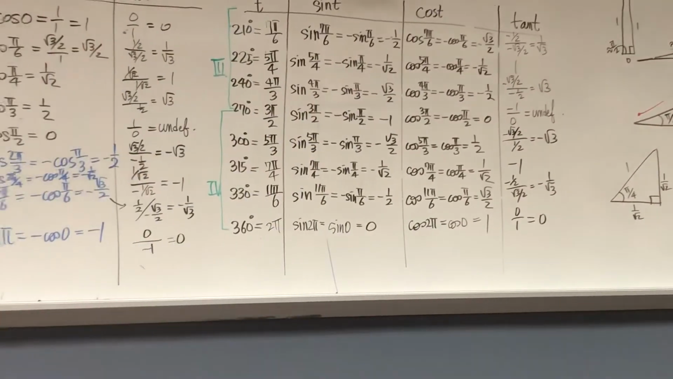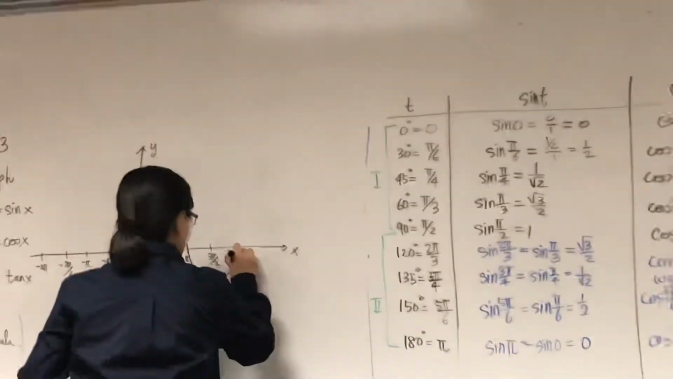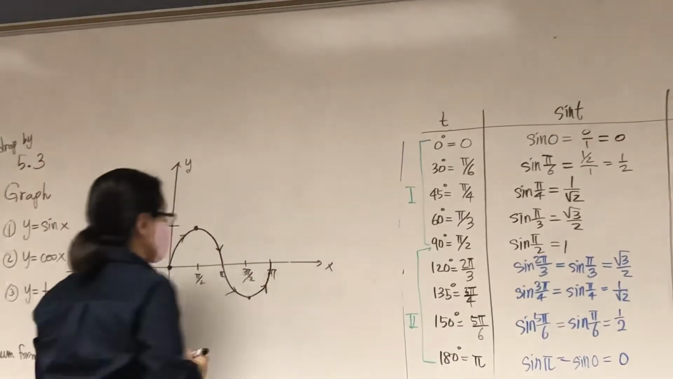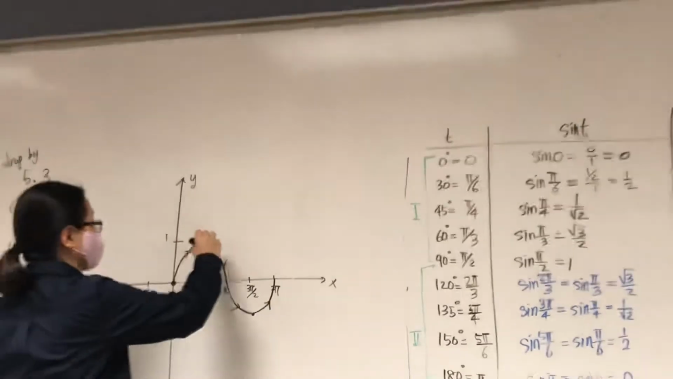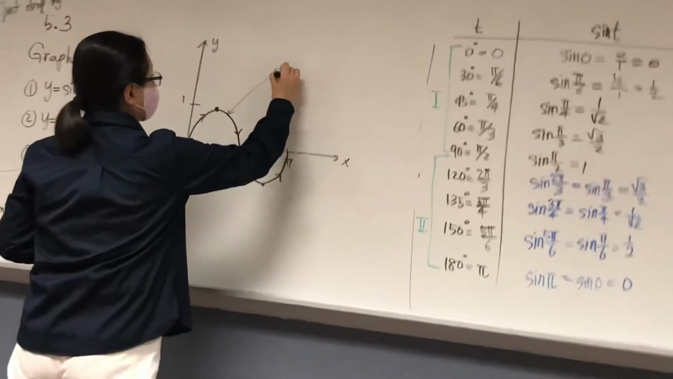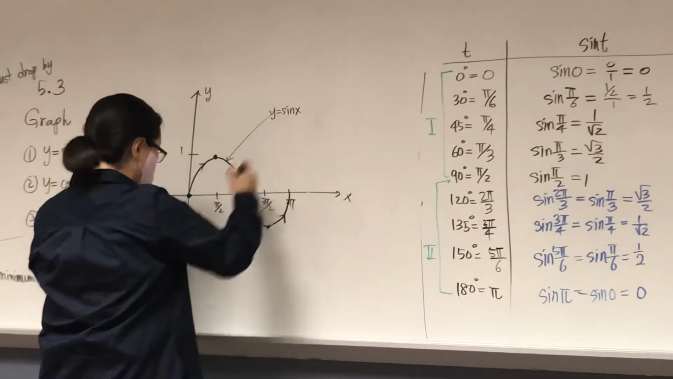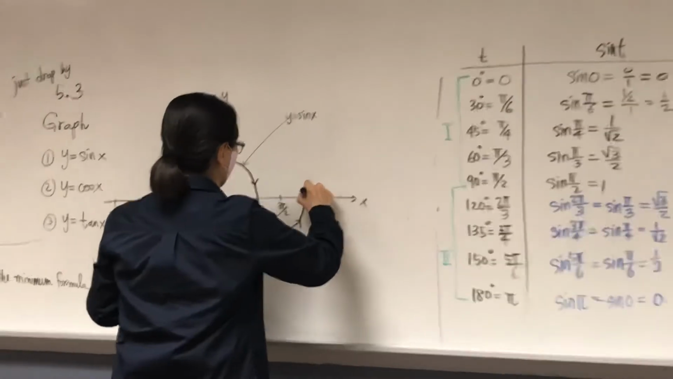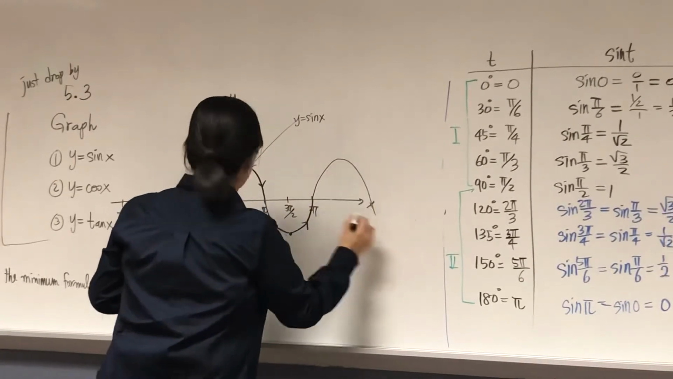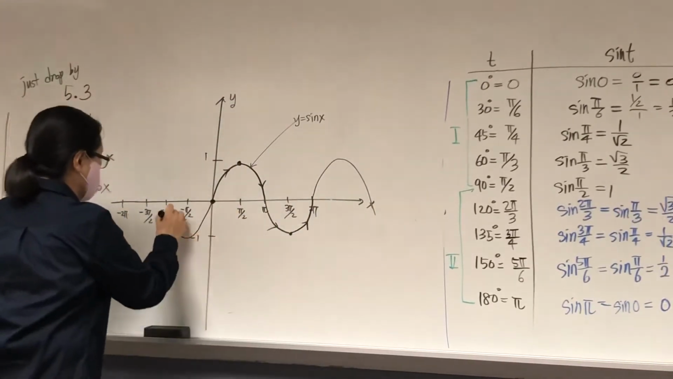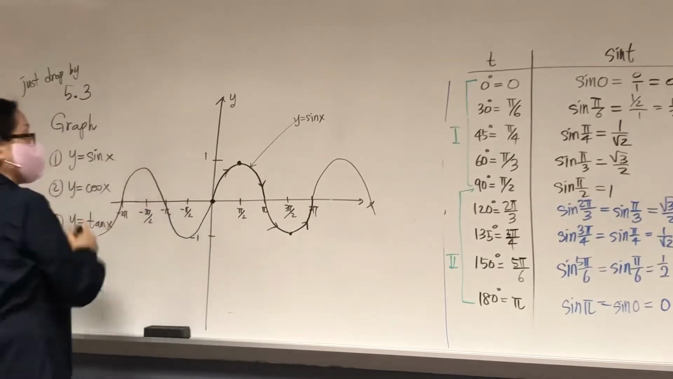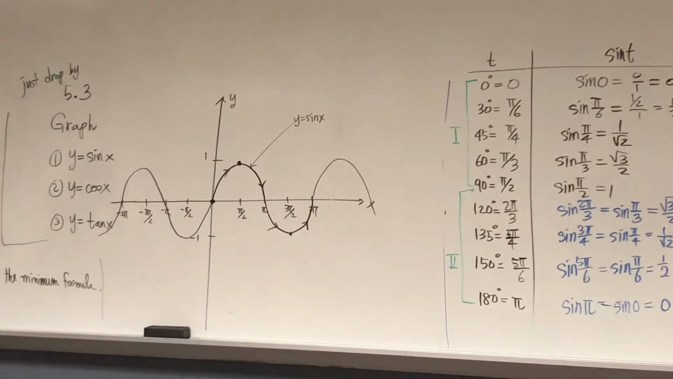So this is one cycle. And after that, keep going, same pattern. Like this. This is the graph of sin x. Everybody okay? Similarly, are we going to draw cosine?